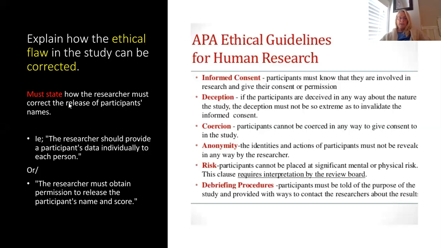So here's your answer. You must state how the researcher must correct the release of the participants' names. I have a couple examples listed here for you. One, you could say the researcher should provide a participant's data individually to the person. So you could just say, hey, this is what your results were, or you must obtain the permission to release the participants' names and scores. So you would have to actually ask everyone, is it okay if I give your information out to the rest of the group? So those would be 2 pretty decent examples of good answers.